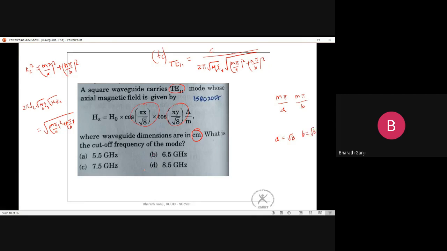Of course, it's given the waveguide dimensions are in centimeters.